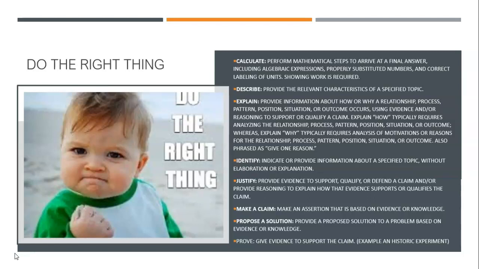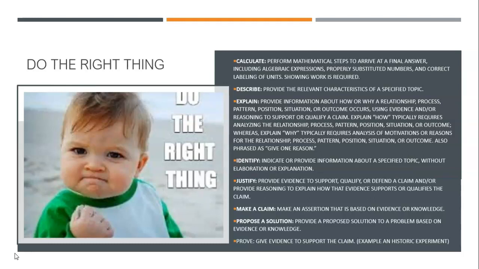Make a claim, it means make an assertion that's based on the evidence of knowledge. Usually when you make a claim, it's good to have a sentence that backs it up. I think that the population will continue to grow because it hasn't reached carrying capacity yet. Okay, so you've made your claim. I think the population is going to continue to grow, and you're now supporting that.